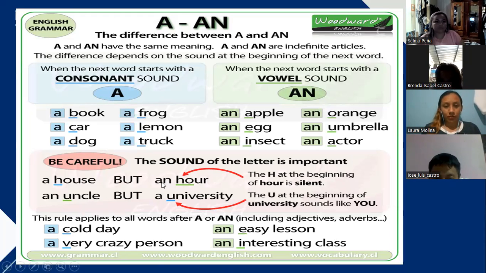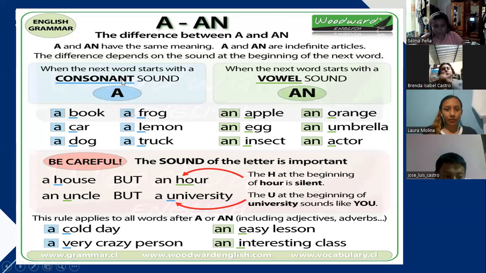Por eso es que se agrega an hour, a house, okay? Es el sonido que sigue después el que tenemos que ver para decidir si vamos a agregar a o an. A, sonido de consonante, y an, sonido de vocal. For example, tenemos este sonido de vocal: an uncle, okay?